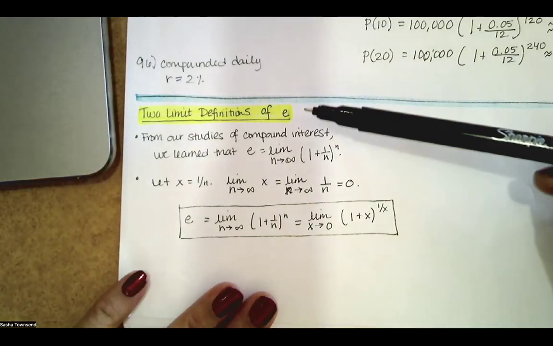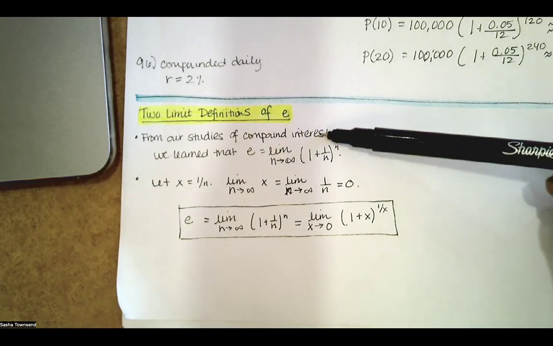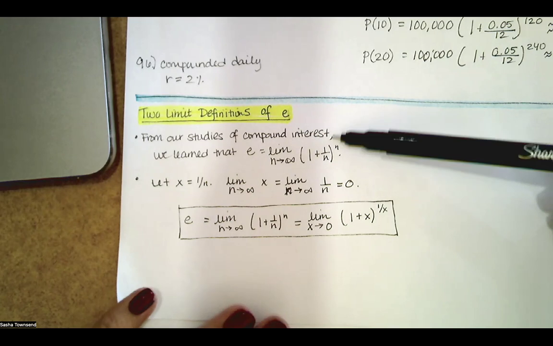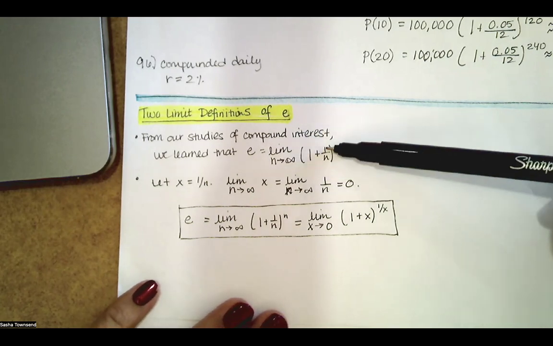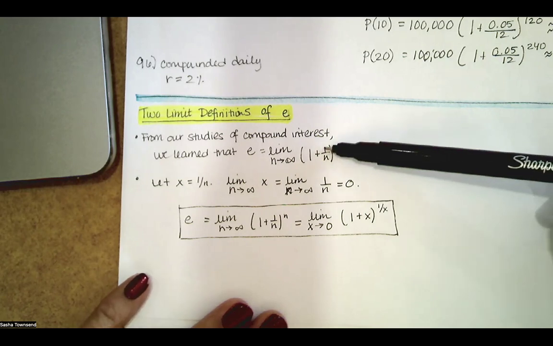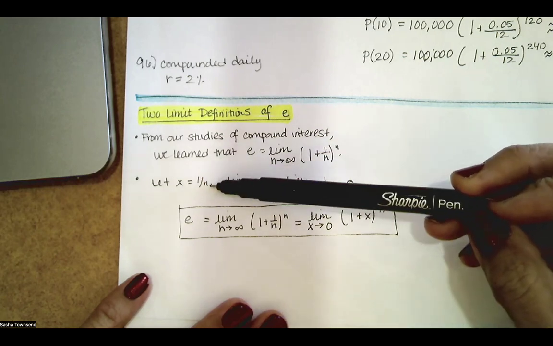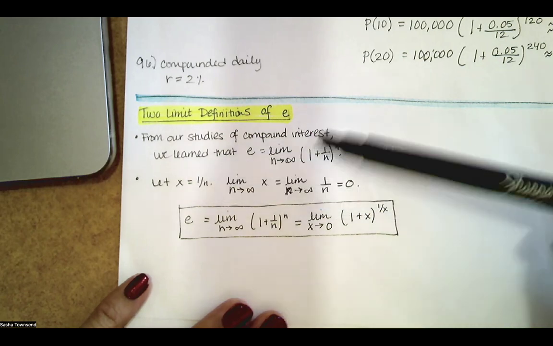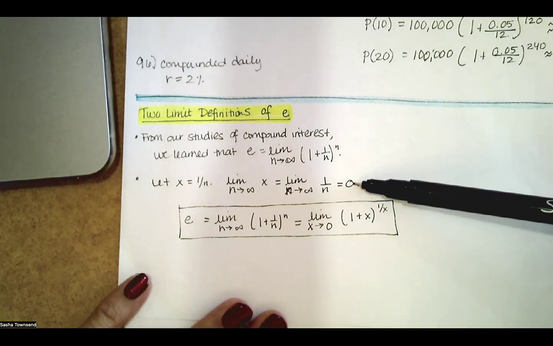In this video, we discuss two limit definitions of e. In our studies of compound interest in relatively recent videos, we showed that e was the limit as n goes to infinity of (1 + 1/n)^n. Now, if we let x equal this 1/n, we know that as n goes to infinity, 1 divided by a very large number becomes a very small number. So as n goes to infinity, x, which is 1/n, actually approaches 0.